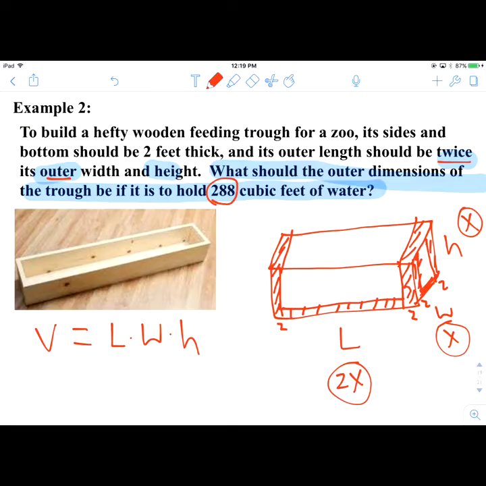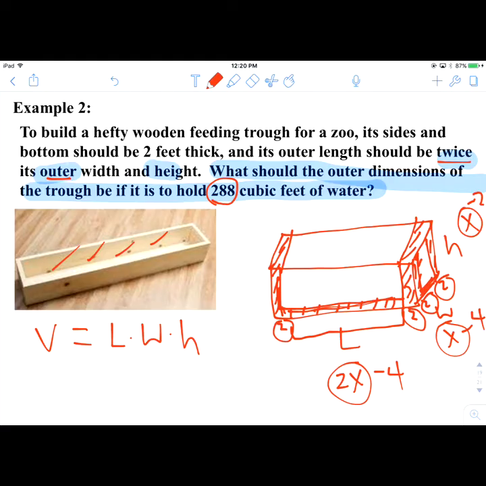However, when we are doing the actual calculation for the volume, we need to take out these frames in the corner. So that makes the inner length 2x minus 2 on each side, so that would be 2x minus 4. The same thing for the width here, so it would be x minus 4. But for the height, you notice that there's no top right here, so we only have the base. So we're only going to subtract 2, and it becomes x minus 2.